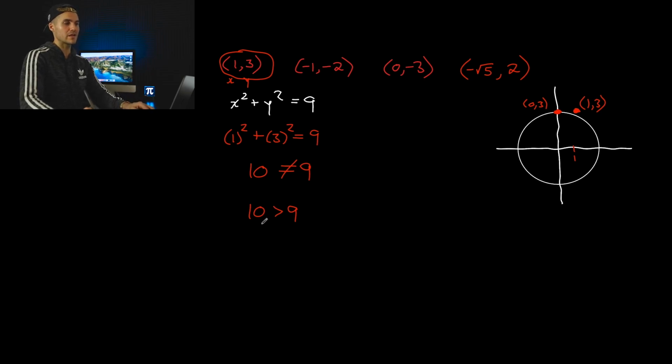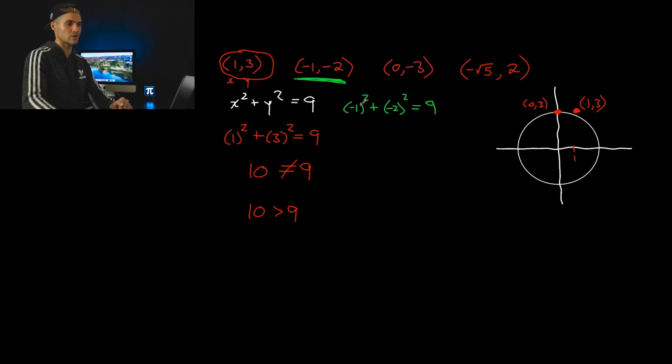And then if you get the left side being less than, then it's going to be inside the circle. If they're equal, it's going to be on the circle, right? So let's see what happens with this next point, -1 and -2. So if I plug in -1 for x, make sure you put it in brackets, -2, plug it in for y. Let's see, is that going to equal 9?